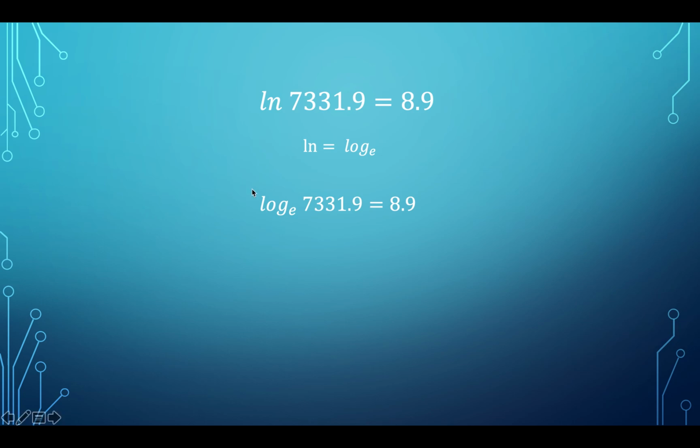So now we're left with log base e of 7,331.9 is equal to 8.9. Okay, if we remember, base, answer, exponent. So now I'm going to write this into exponential form. So e to the 8.9 is equal to 7,331.9. This right here is your final answer. This is now in exponential form.